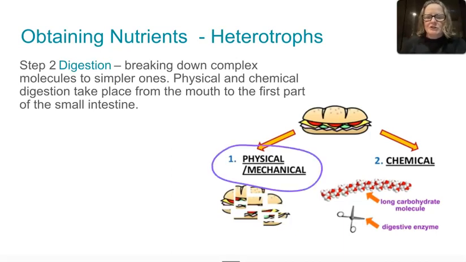There are 2 parts to digestion, and you can see in this diagram that we have physical or mechanical digestion, which is actually breaking the large food lumps into smaller lumps. And these lumps will now have a much larger surface area. And then there's chemical digestion, which is the enzymatic change of the molecule from a long, complex molecule into much smaller subunits that can then be absorbed.